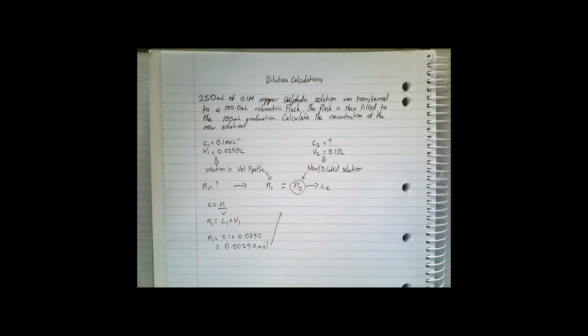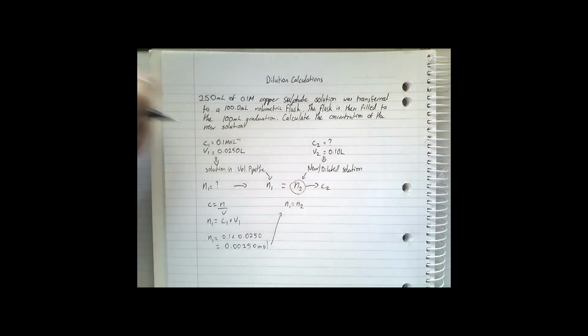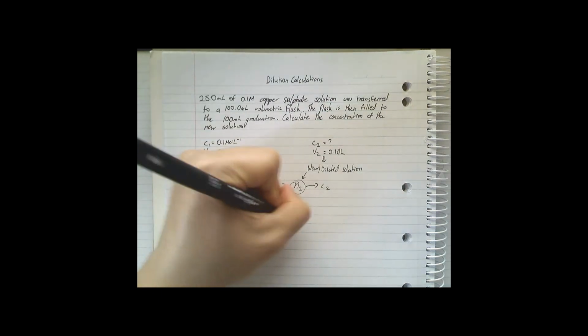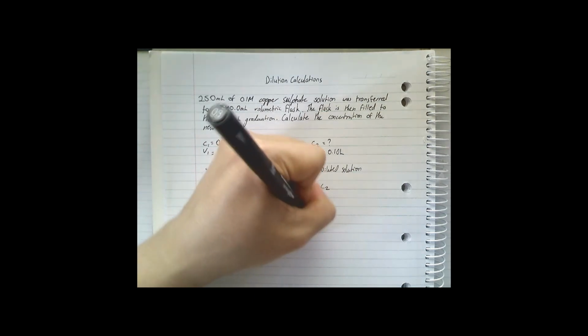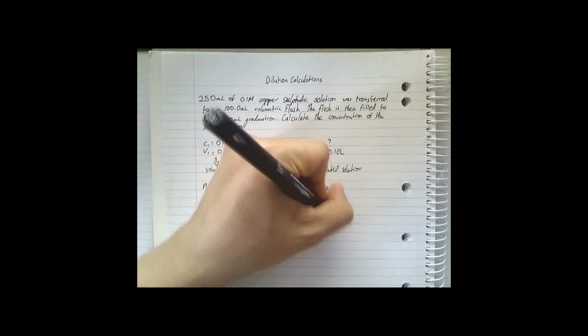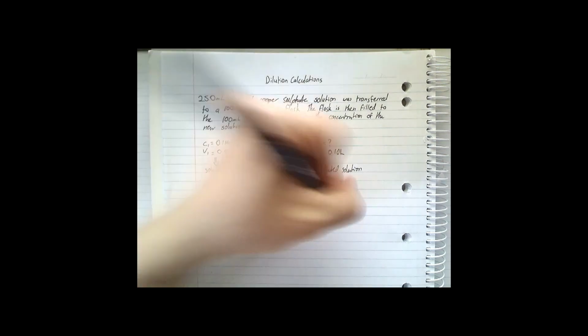Just going to bring my working up here. So the next part, what we said was that N1 was equal to N2. Now, if N1 is equal to 0.0025 moles, then N2 is exactly the same as well. So N2 is equal to 0.0025 moles. Now, the last part, what we want to try and do is find the new concentration C2.